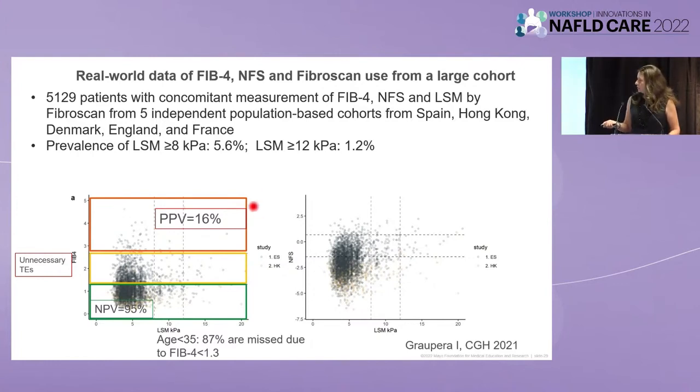And the question is, who are we missing? High FIB4 but low LSM? Answer is age. Over 65, 84% false positives due to a FIB4 of over 1.3. So this is a large general population. Again, it's not stratified by high risk factor, but I think it's a very telling story in terms of how they behave in the real world.